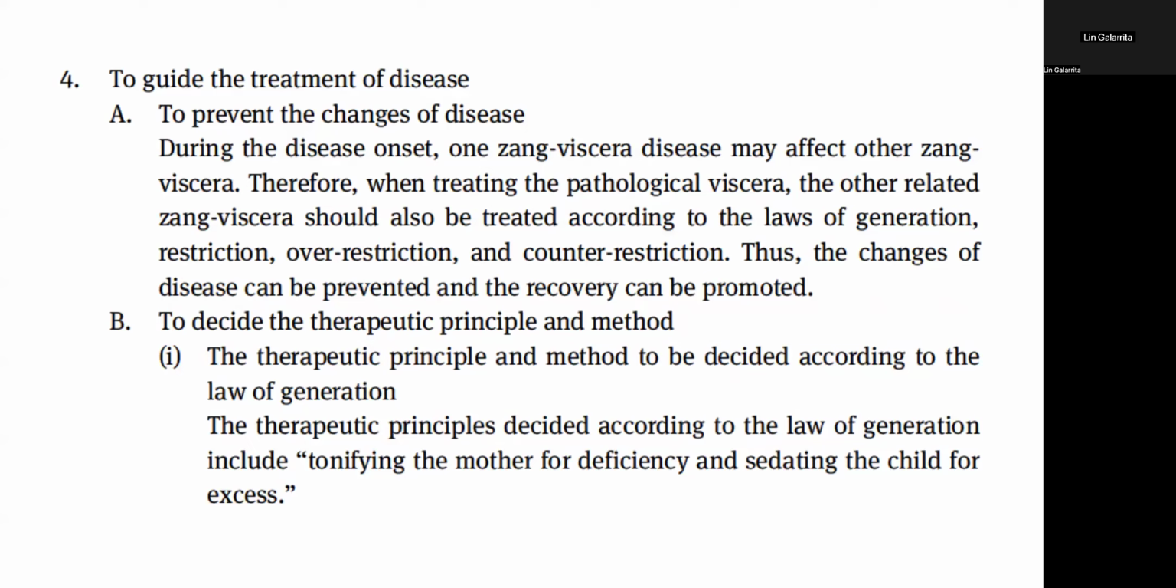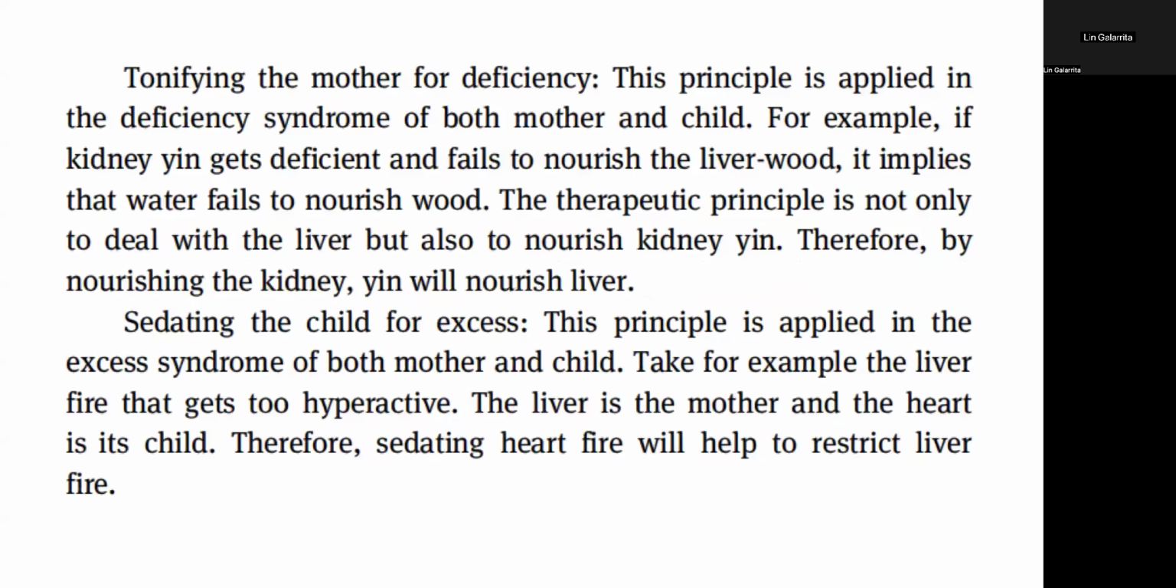Next is to decide the therapeutic principle and method. The therapeutic principle and method are decided according to the law of generation. The therapeutic principles decided according to the law of generation include tonifying the mother for deficiency and sedating the child for excess.